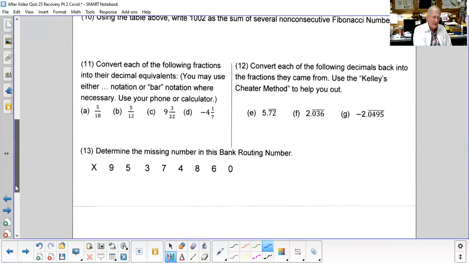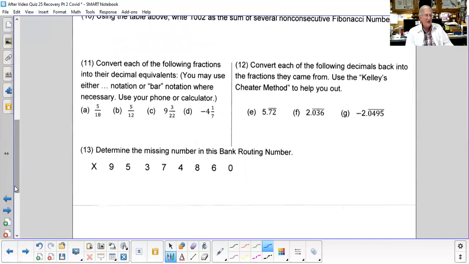Now let's just take a minute to look at these. How do you convert those fractions into their decimal equivalents? You take the top, you put it in your calculator first, and you divide it by the bottom. Look at 12, please. In problem 12, statement E or question E would be what? 5 and 72 over 99. There are 2 repeating numbers there.